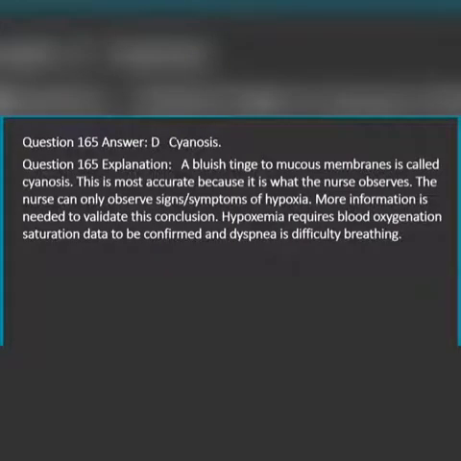Explanation: A bluish tinge to mucous membranes is called cyanosis. This is most accurate because it is what the nurse observes. The nurse can only observe signs and symptoms of hypoxia. More information is needed to validate this conclusion. Hypoxemia requires blood oxygen saturation data to be confirmed, and dyspnea is difficulty breathing.